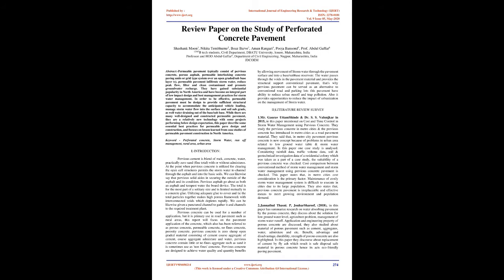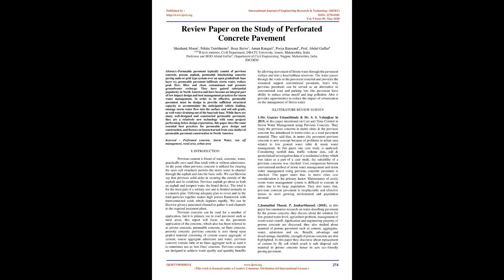Pervious concrete is designed to achieve water quality and quantity benefits by allowing movement of storm water through the pavement surface and into a base/subbase reservoir. The water passes through the voids in the pavement material, which also provides the structural support of conventional pavement. That's why pervious pavement can serve as an alternative to conventional roads and parking lots. This pavement has the ability to reduce urban runoff and trap pollution. Also, it provides opportunities to reduce the impact of urbanization on the management of storm water.